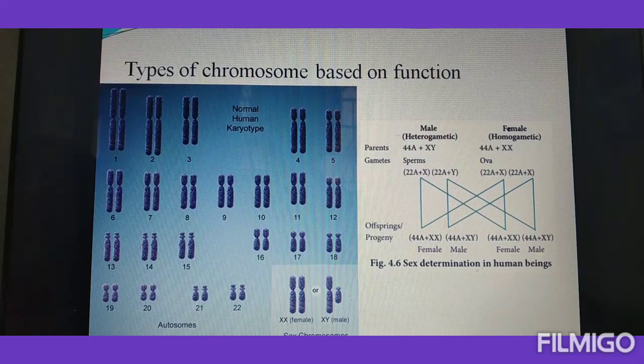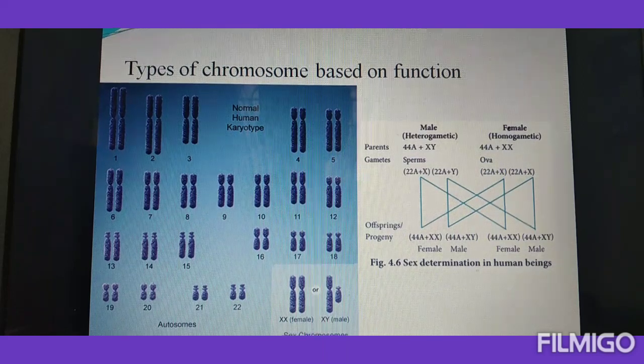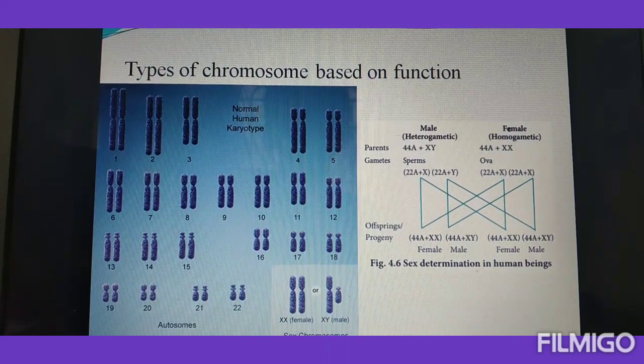In eukaryotic organisms, the chromosomes are classified into two types. They are autosomes and allosomes. The number of chromosomes in any living organism, either plant or animal, is constant. It is species specific. A particular species contains a specific number of chromosomes. In human beings, there are 23 pairs of chromosomes, or 46 chromosomes, present in the cell.